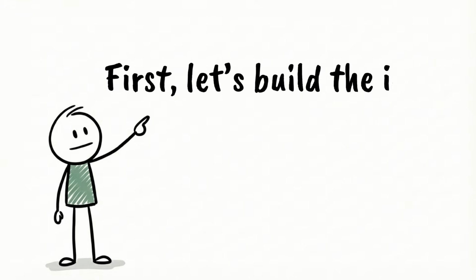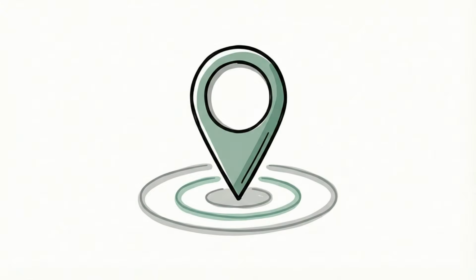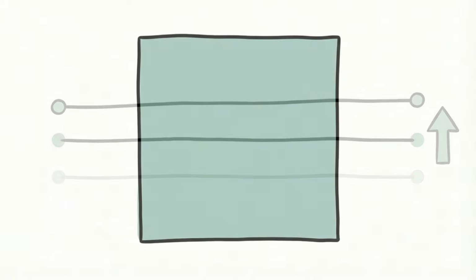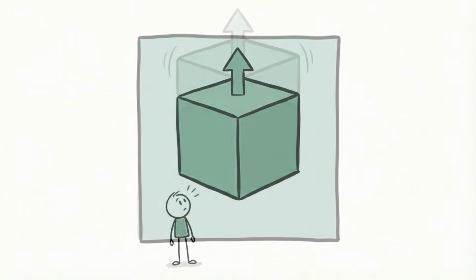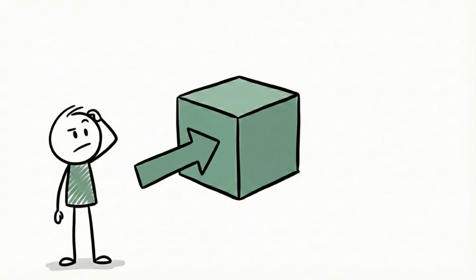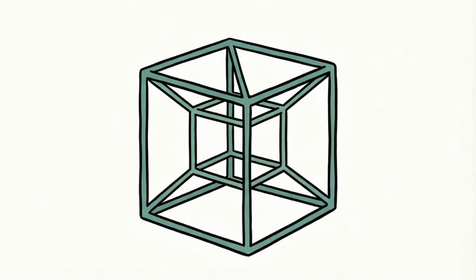First, let's build the idea from scratch. A point has 0 dimensions, no length, no width, no depth. It's just a location. Move that point in one direction, and you get a line, 1 dimension. Move that line sideways, and you get a square, 2 dimensions. Move that square upward, and you get a cube, 3 dimensions. So what happens if you move that cube in a brand new direction, one that is perpendicular to length, width, and height all at once? You get a 4D version of a cube, a tesseract.